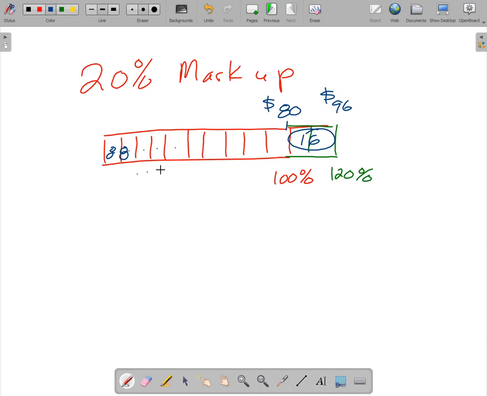So the picture can be helping in visualizing it. And again, not every percent and dollar amount goes together nicely. Sometimes they work out to be nice whole numbers, other times they don't. All right, so let's try another problem like this.